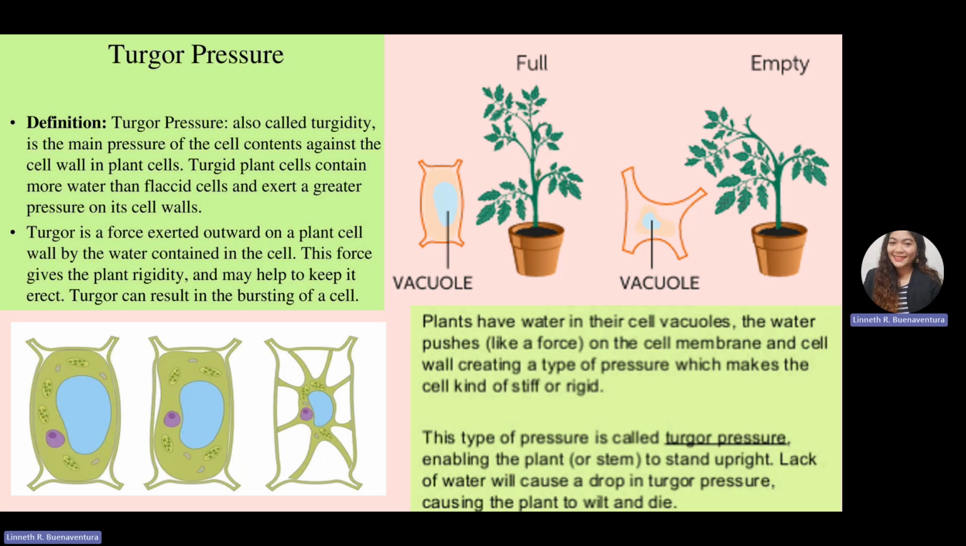Okay, so next is turgor pressure. It is called turgidity, which is the main pressure of the cell content against the cell wall in a plant cell. A turgid plant contains more water than a flaccid cell and exerts a greater pressure on its cell wall. Turgor is a force exerted outward on the plant cell wall by the water contained in the cell. This force gives the plant rigidity and may help to keep it erect, and too much of it will result in the bursting of the cell.